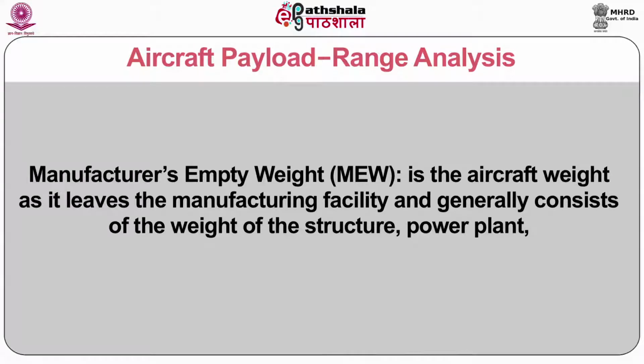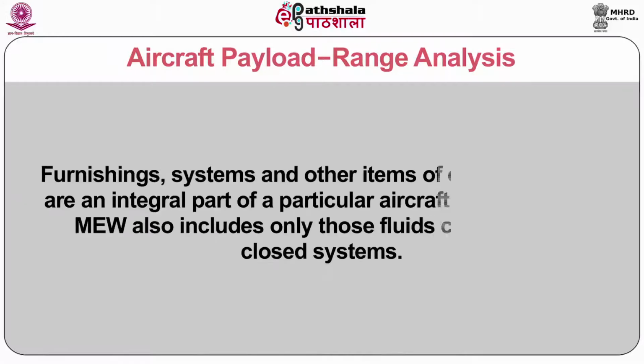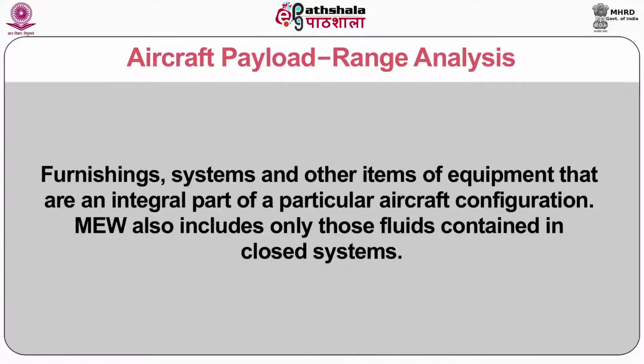It is the aircraft weight as it leaves the manufacturing facility and generally consists of the weight of the structure, power plant, furnishings, systems and other items of equipment that are an integral part of a particular aircraft configuration. MEW also includes only those fluids contained in the closed systems.